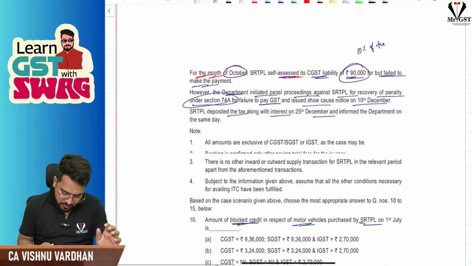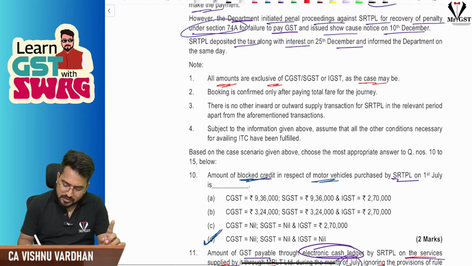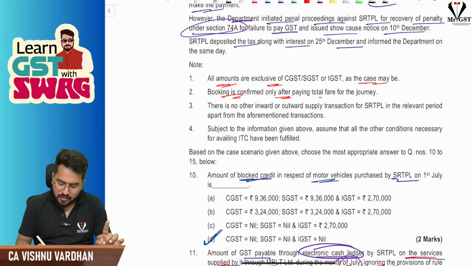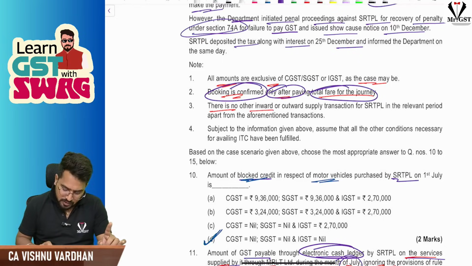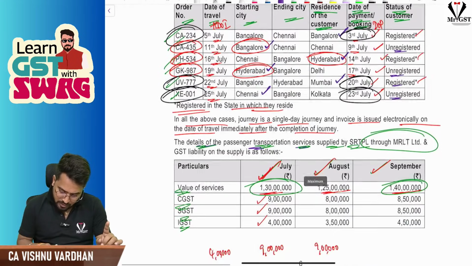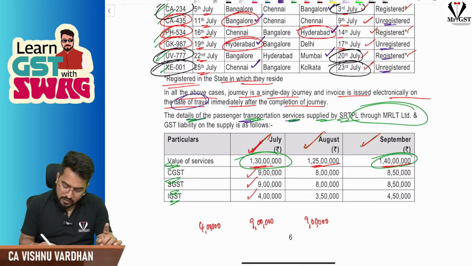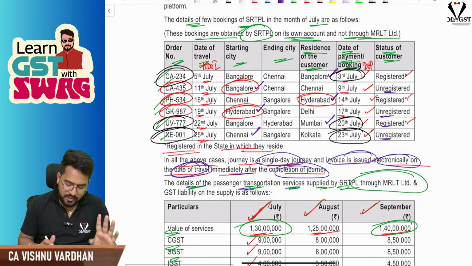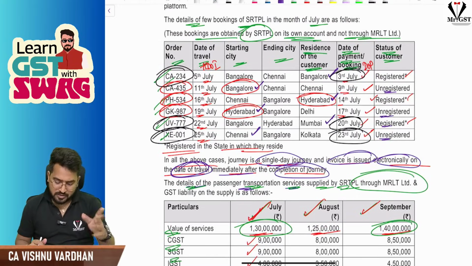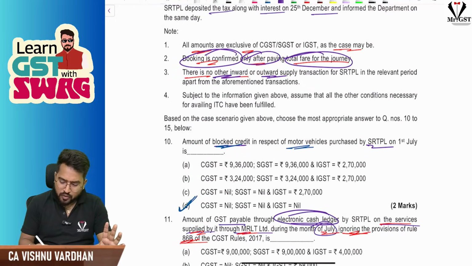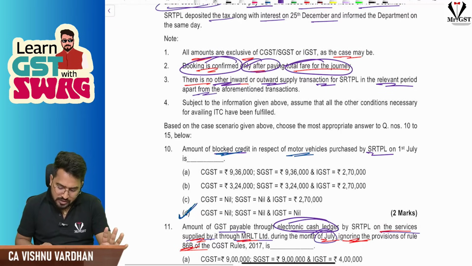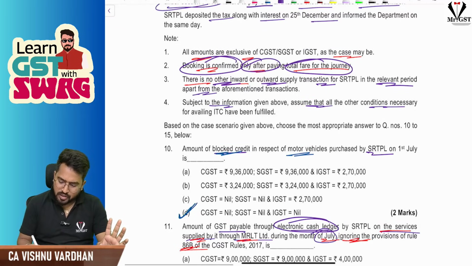In this question, they clearly told that all amounts are exclusive of taxes, as the case may be. Booking is confirmed only after paying the total fare of the journey. See, first of all, booking is confirmed only after payment. Next, it is a single-day journey, the invoice is issued electronically, and the date of travel is immediately after completion of the journey. These facts will help us in time of supply and place of supply concepts. Hope you have understood that. Next, no other inward and outward transactions in the relevant period, and assume all ITC conditions are met.